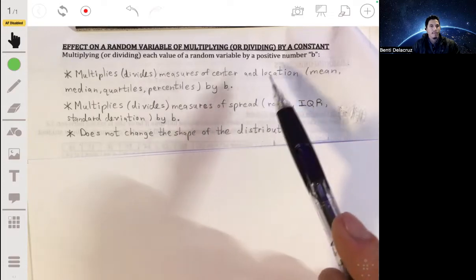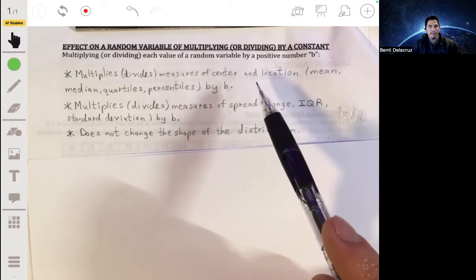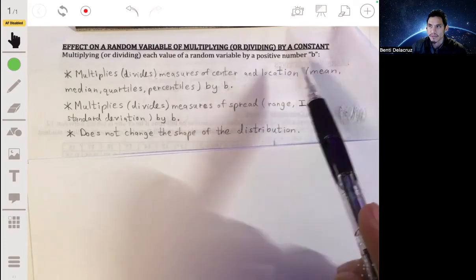So recognize that, because these are going to be very useful in saving you time, but also when you're working through more complex problems, you're going to need to recognize this.